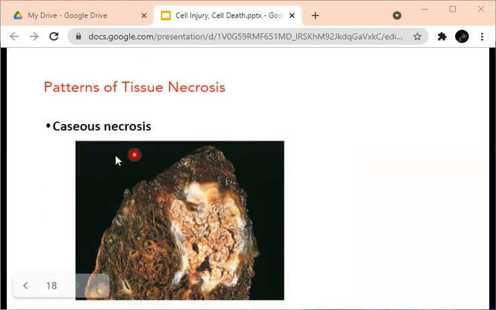All right. Although caseous necrosis is not only present or limited to your TB, okay, but they can also be seen in some inflammatory disorders, usually chronic inflammation and granuloma. But the characteristic or the prototype of your caseous necrosis is actually tuberculosis.